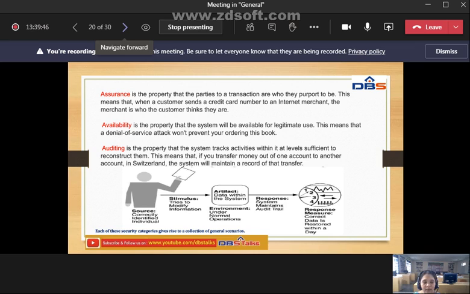We need to provide the security, we need to give full confidence. That is assurance. It is the property that the parties to a transaction are who they purport to be. This means that when a customer sends a credit card number to an internet merchant, the merchant is who the customer thinks they are.